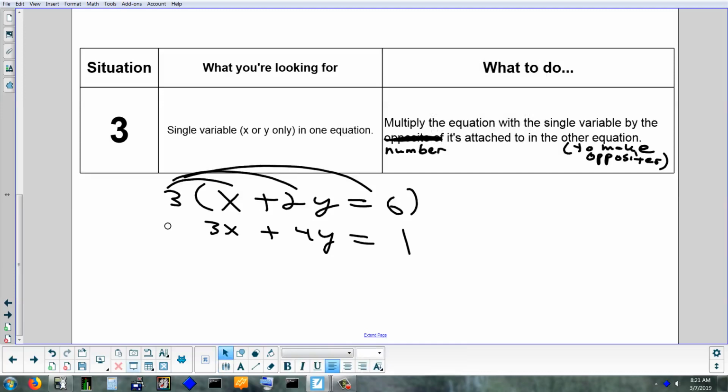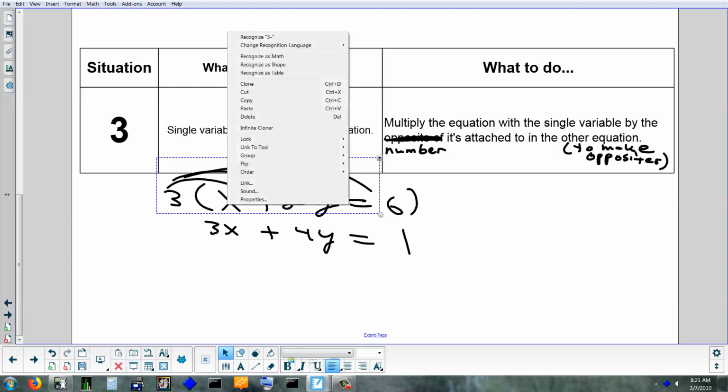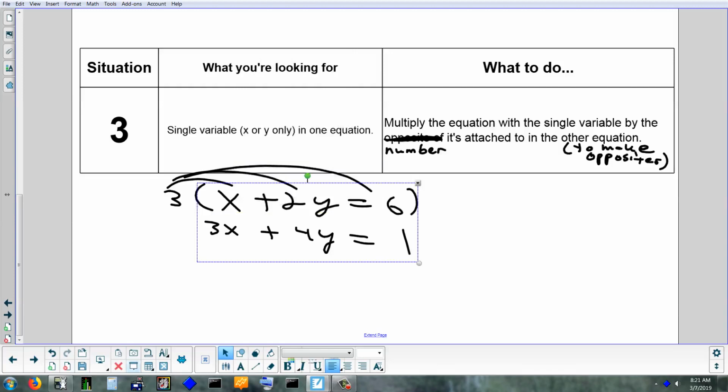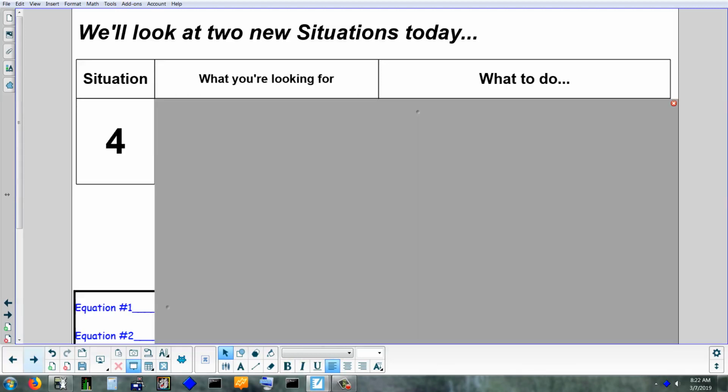Now, if this was the problem, and you say, well, I'm going to multiply everything by 3, then I would look at that and say, wait, 3 times x is positive 3x, 3 times x is positive 3x. They're both positive, right? You have to make opposites. So in that case, you have to make the 3 a negative. So just remember, you're always trying to make opposites. All right, so situation 4.